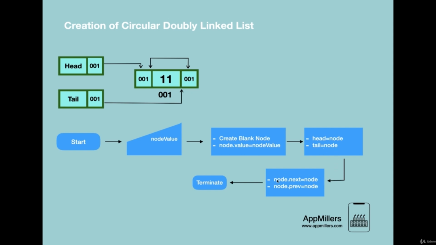Then the next step, we need to update next and previous reference of this node. So in circular double linked list, we know that the first node's previous reference points to last node and the last node's next reference points to first node. As this is the only node in circular double linked list, both next and previous references have to point to itself. So we set both of them to node, which is itself. Then we terminate our algorithm. Now based on this algorithm, let's switch to Visual Studio Code and create the creation method for circular double linked list.